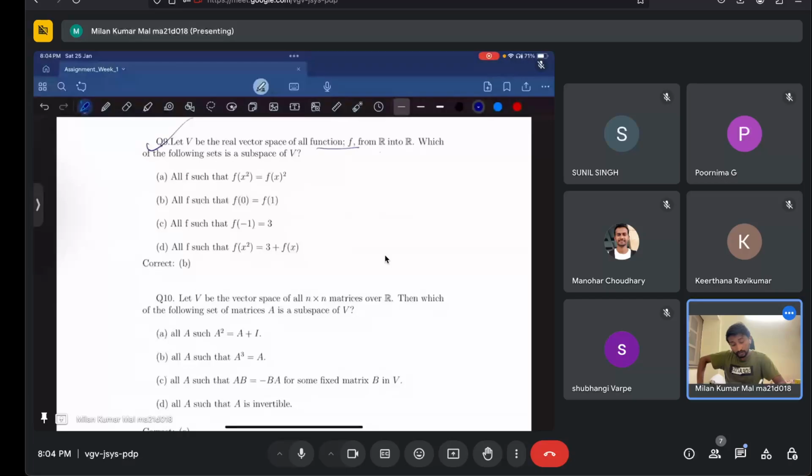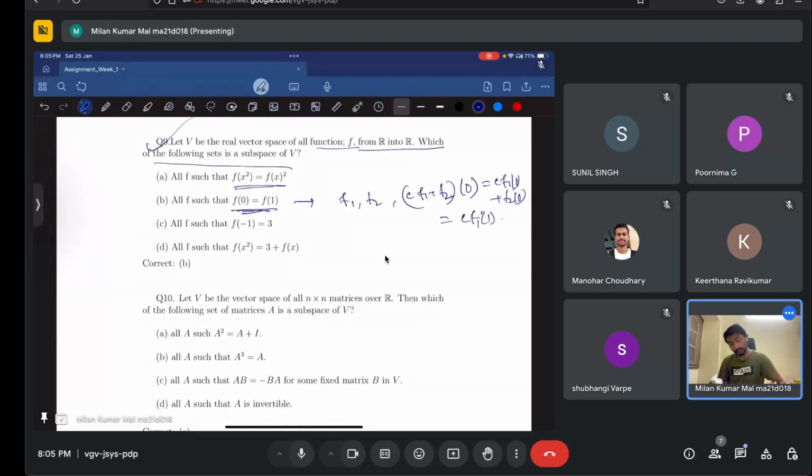From R to R, which of the following sets is a subspace of V: for all f such that f(x) squared equals, and for all f(0), this will be why. Suppose we have two functions f1, f2, and the scalar is a real number. So what we want to show is that c f1 plus f2 satisfies this condition. So let's take f at 0, which is c of f1 at 0 plus f2 at 0, because this is the usual function property we know, that is c of f1 at 1 plus f2 at 1, because f1 and f2 are coming from W.